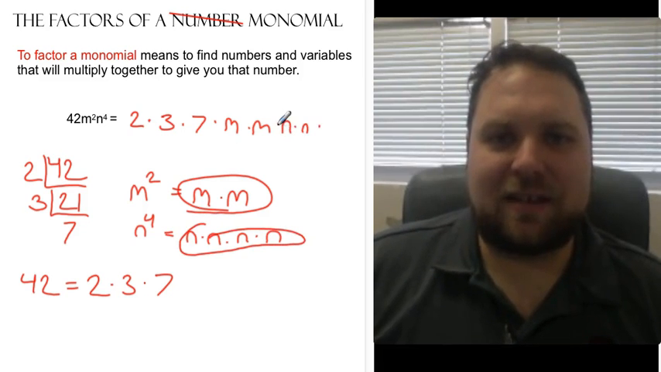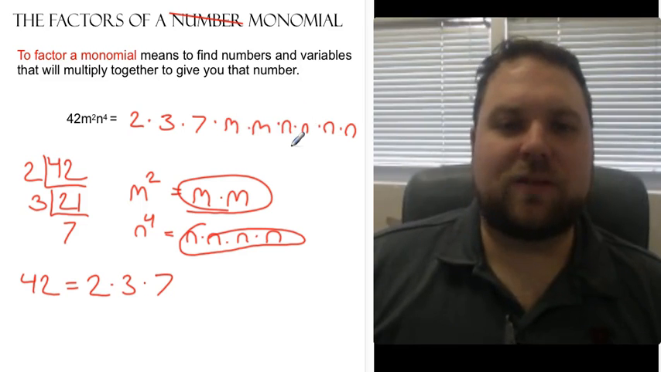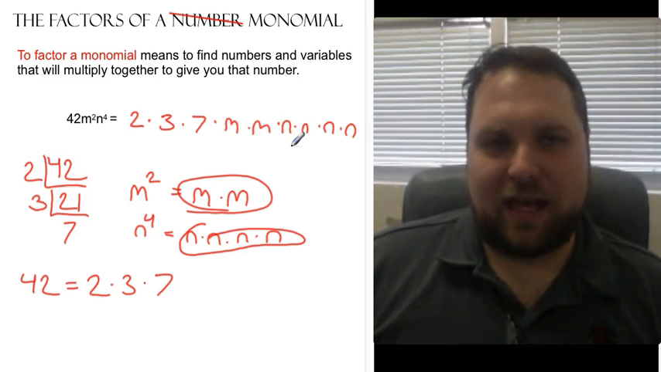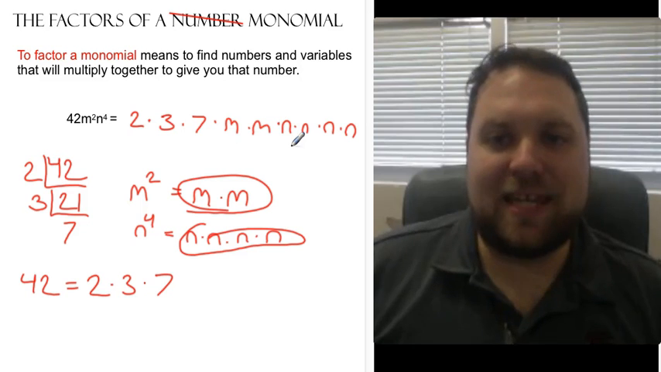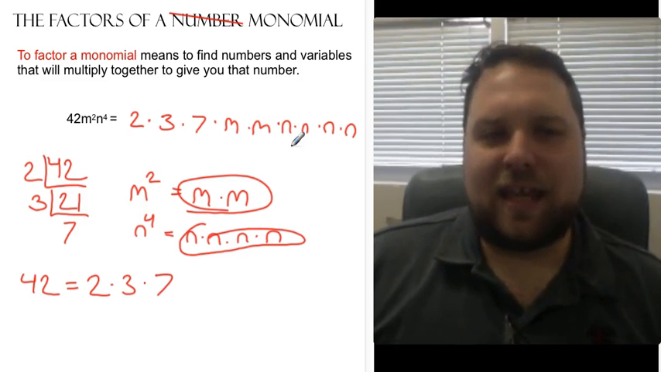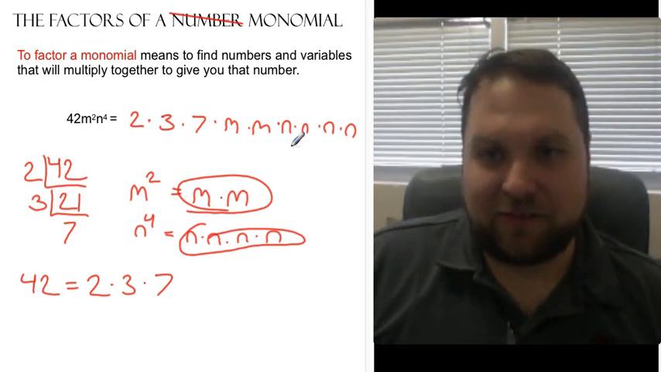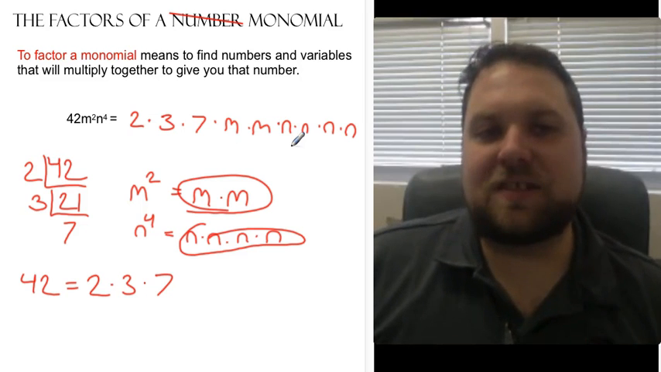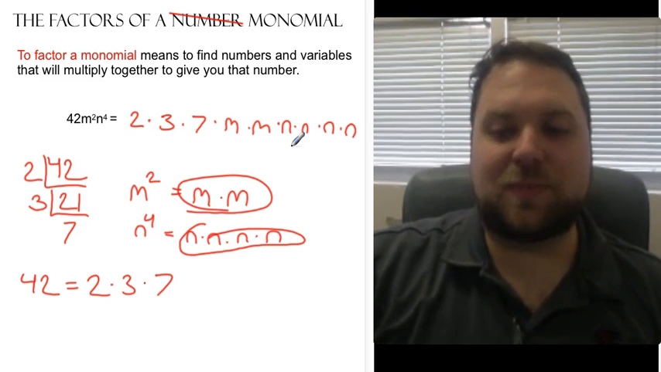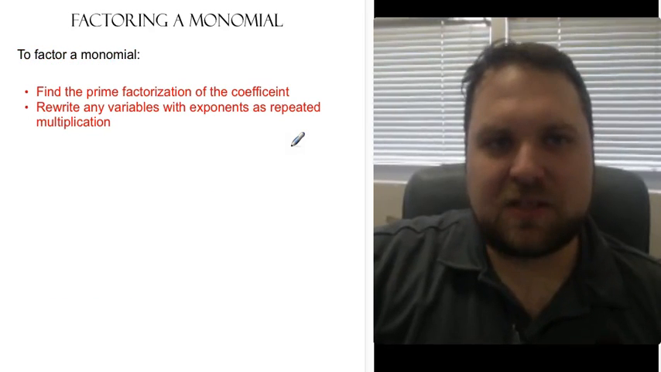And so it turns out that all I have to do, if I have variables added onto this, is to just rewrite all the variables without using any exponents. So I have to know that m squared means m times m, and this has two benefits. A, we learn how to factor, and B, it forces us to truly understand what those exponents mean, which is good. So here we go.